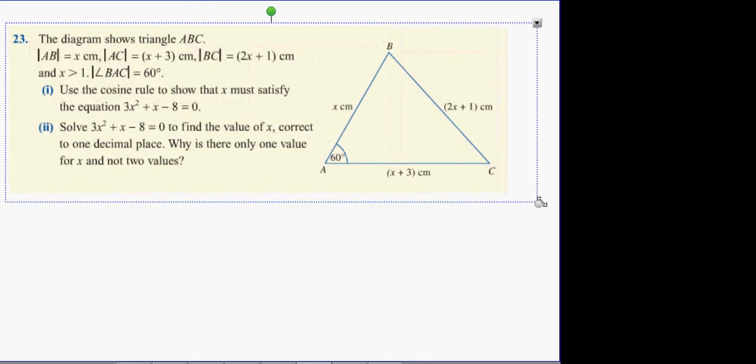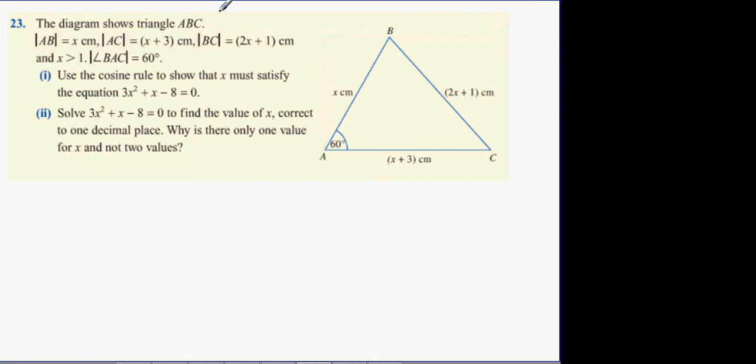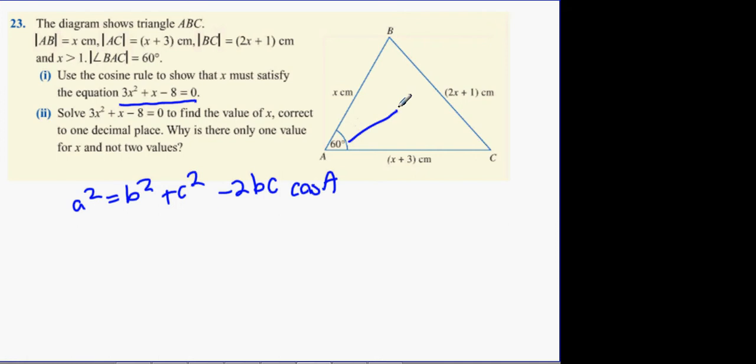Now in number 23, the diagram shows ABC. AB is x, AC is x plus 3, BC is 2x plus 1. x is bigger than 1, BAC equals 60. Use the cosine rule to show that x must satisfy the equation here. Cosine rule, how many angles are there in the cosine rule? How many angles do you need to make it work? And we have one angle.